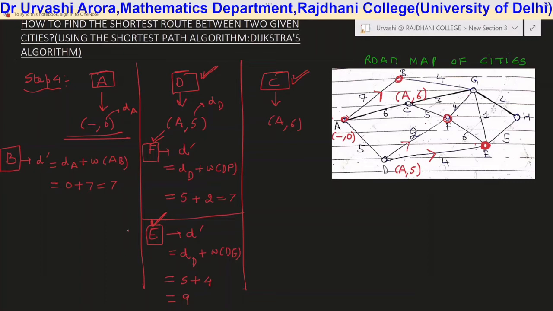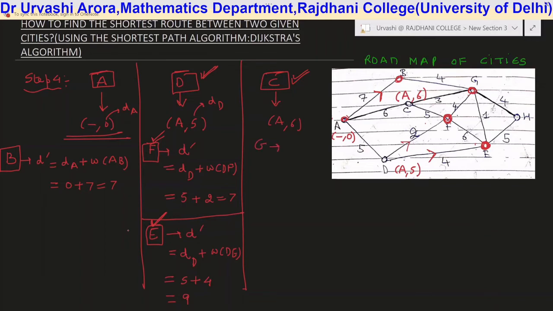Now the only labeled vertex which is left is C, and the adjacent unlabeled vertices corresponding to this labeled vertex C are G. G is the vertex which has not received any label and it is adjacent to C. Then F is the vertex which is adjacent to C and it has not received any label. So G and F are the two adjacent unlabeled vertices corresponding to the labeled vertex C.